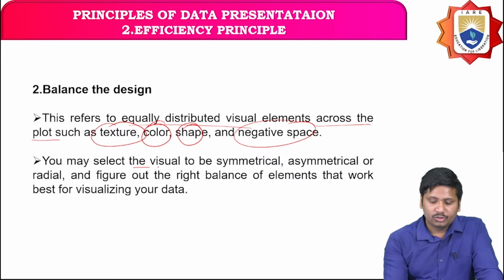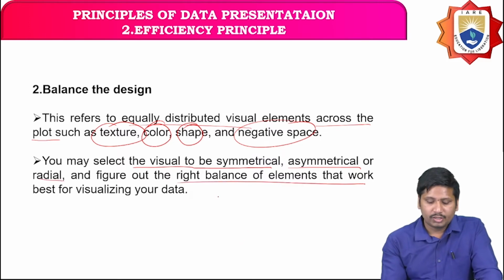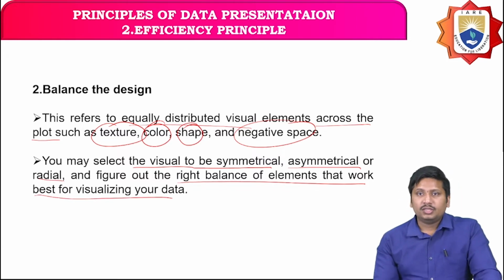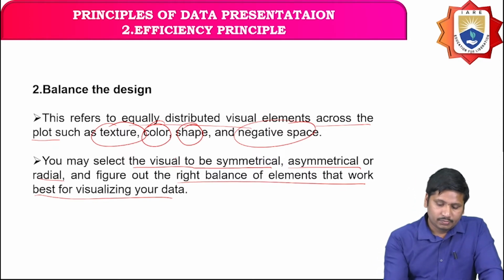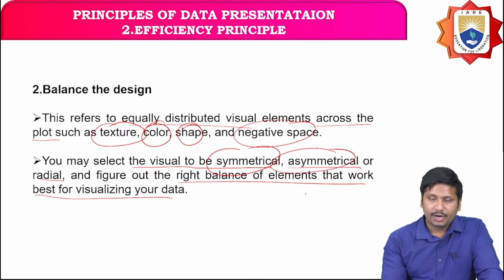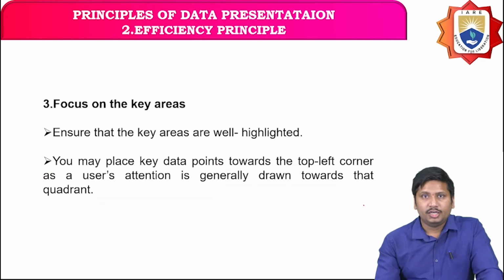Then we may select the visual to be symmetrical, asymmetrical or radial. You have to identify that and figure out the right balance of elements that works best for visualizing your data. These things have to be understood for balancing the design. Whether the visual should be in symmetrical, asymmetrical or radial form has to be identified, and figure out the right balance of elements that may work for the visualization of the data.